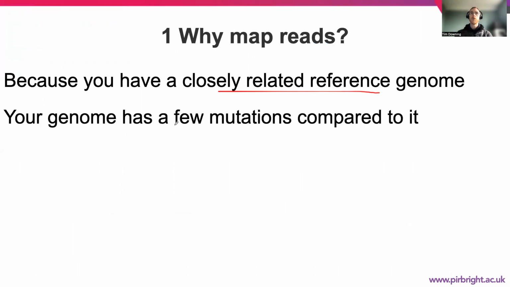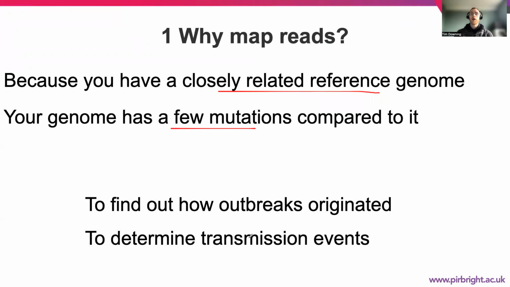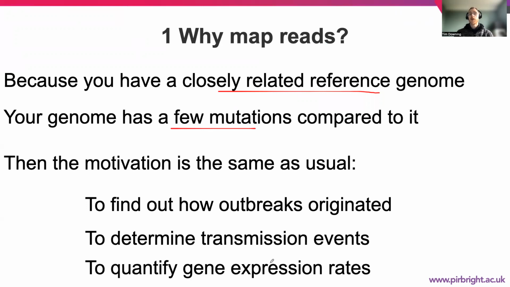So ideally, we expect just a few mutations to occur relative to this reference genome, and therefore we can tackle the same goals as we would with de novo assembly: looking at how outbreaks originated, looking at transmission events between different specimens, and looking at things like gene expression results. So a lot of this links to transcriptomics as well.